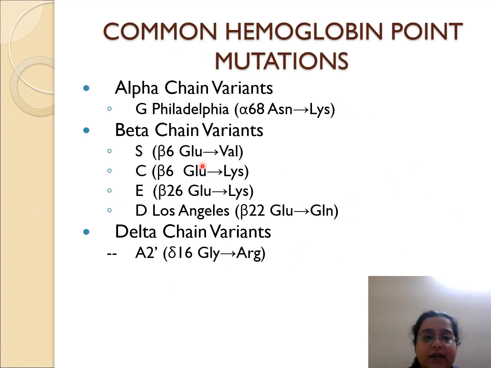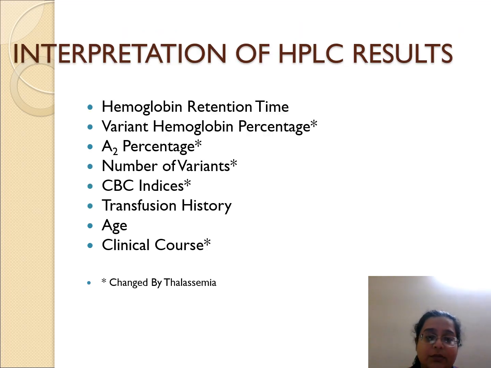Of course, I've already covered the various types of pathies, as well as the amino acid position where the problem occurs. You need to remember it. I've also covered the parameters that you have to look at while interpreting HPLC. Clinical history is most important, but the retention time, and the percentage calculated after the retention time, is what is most important.